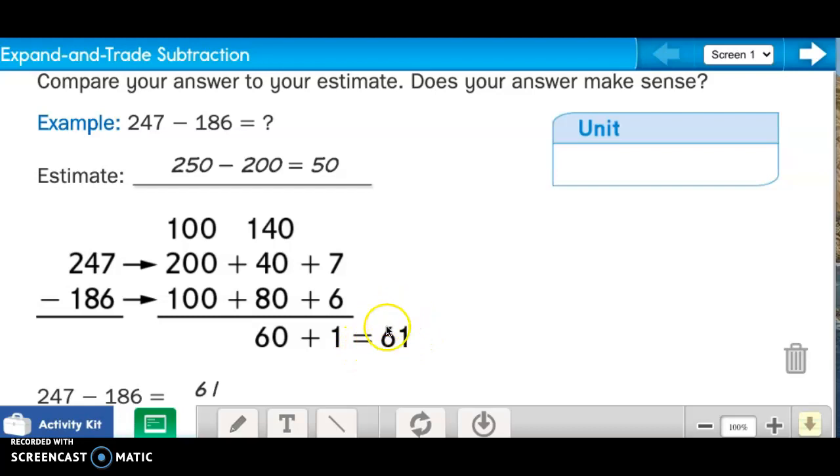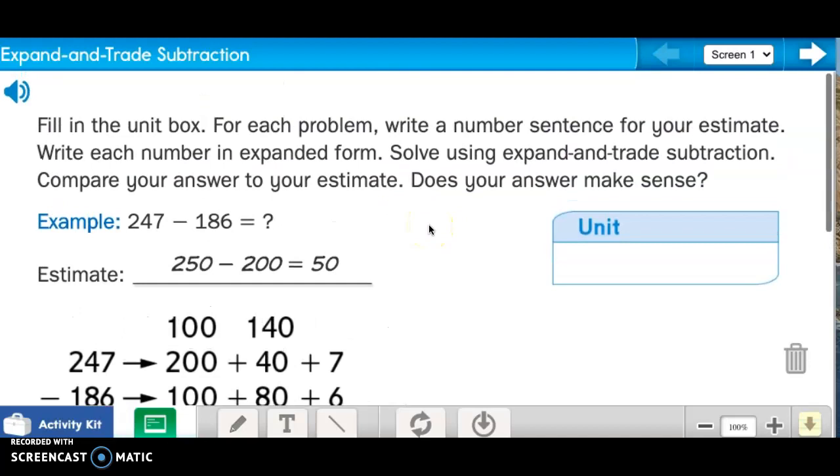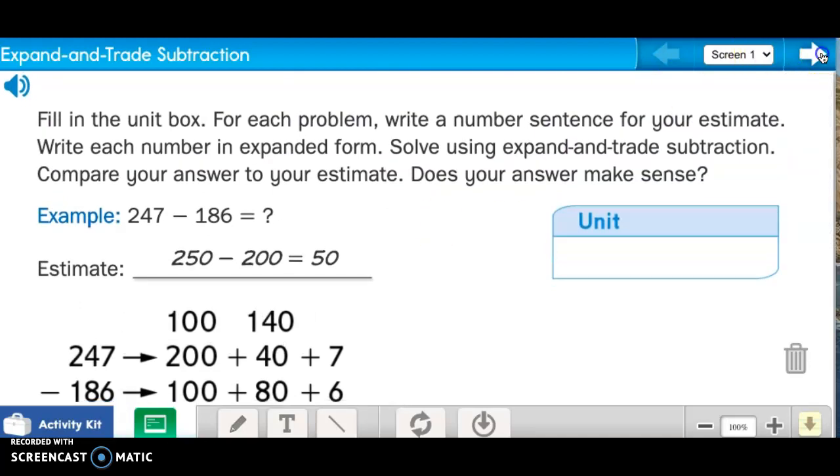Then they did the expand and trade, and they worked it all out right here, and their answer was 61. Now, when you get an answer, you look to see what your estimate is, and you make sure that they're very close. If they are close, then you know you're probably about right. And if you look at these answers, they're not that far apart. 50 and 61 are not very far apart. So it is a reasonable answer that 61 is the real answer. 50 is an estimate.